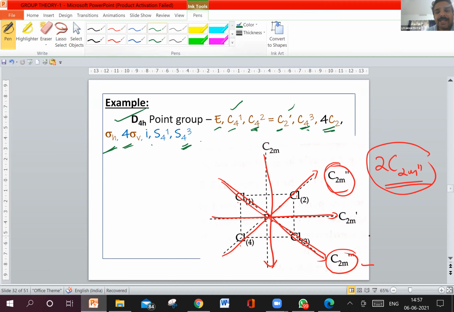Or in another way, we can say that this is a C4 axis passing perpendicular to this plane, and by C4 rotation, this C2' dash moves into C2' triple dash. So this C2' dash and this C2' triple dash belong to the same class. And this C2 and this C2 cannot change their position because they pass through only platinum. So they belong to a separate class.